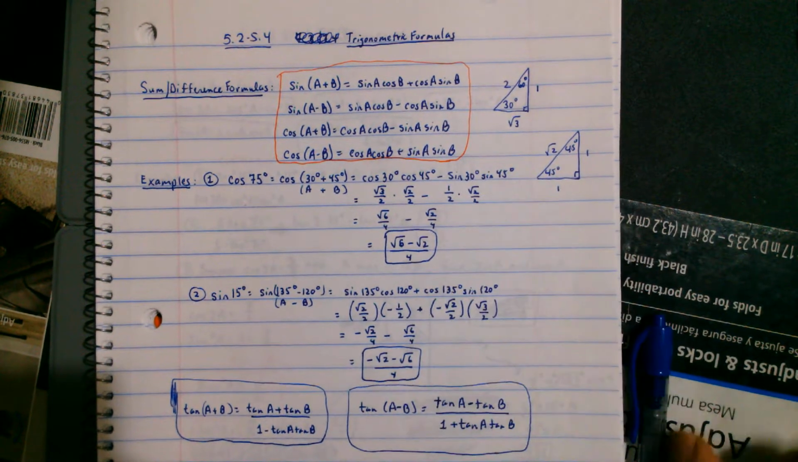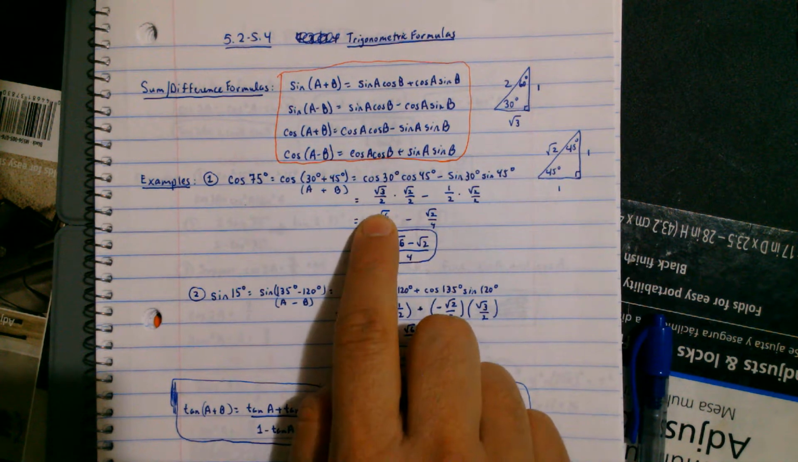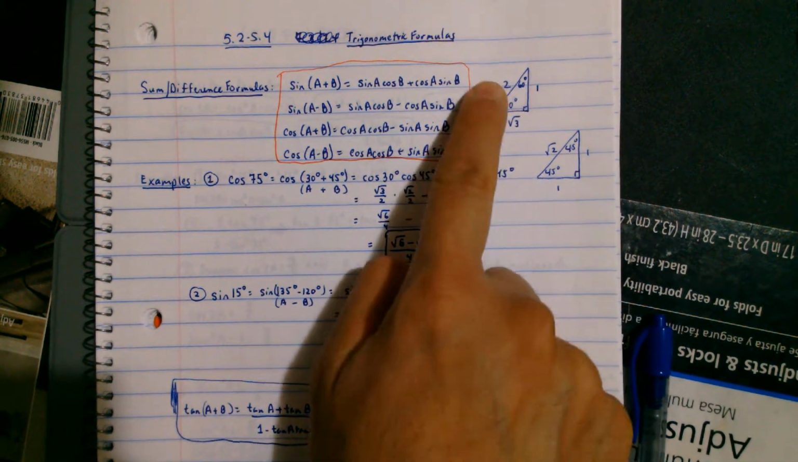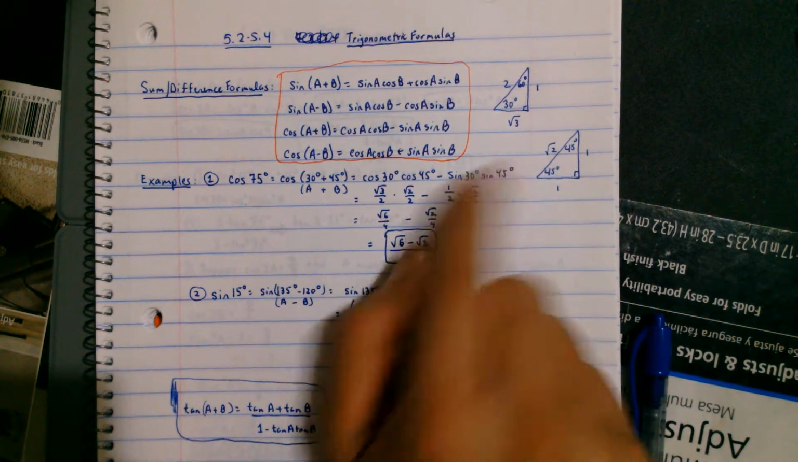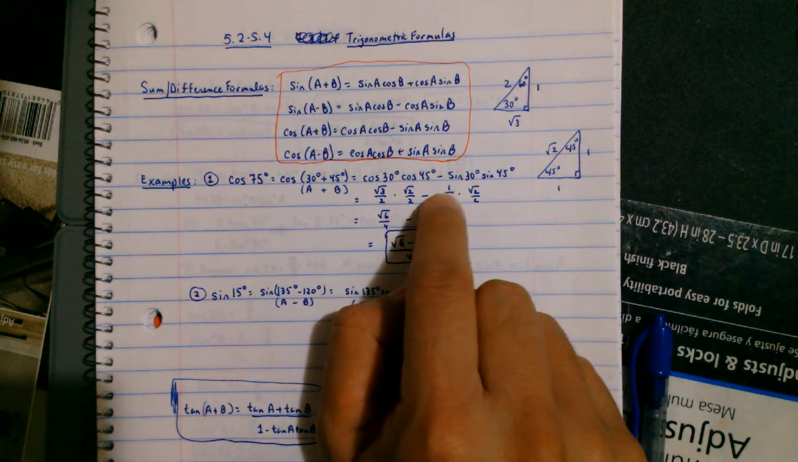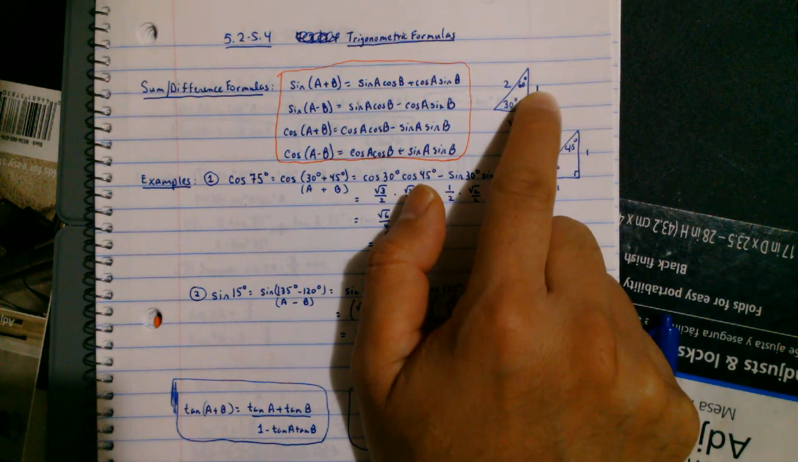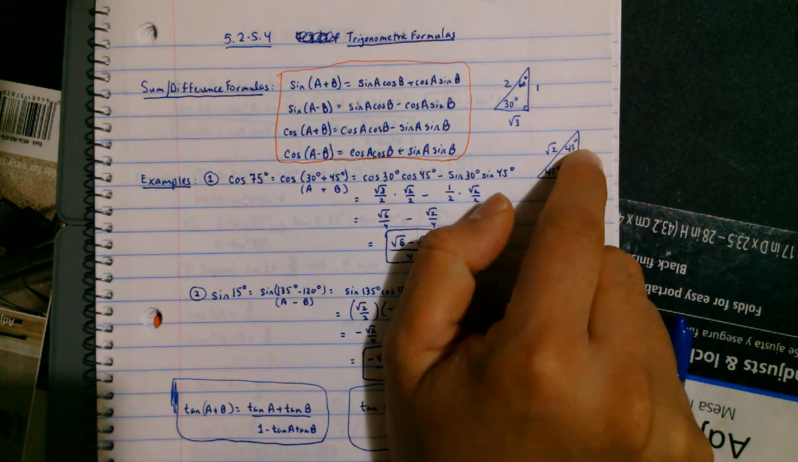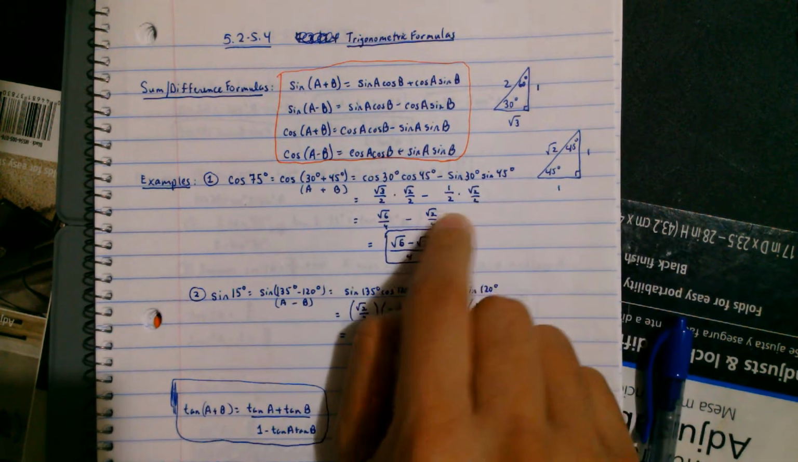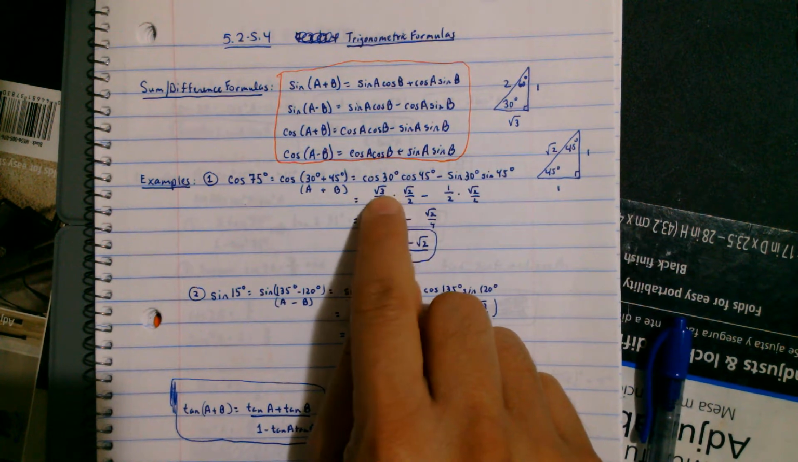Two triangles we had in chapter 4. Cosine of 30 is the square root of 3 over 2, times cosine of 45, which is 1 over square root of 2, or simplified square root of 2 over 2, minus sine of 30, which is opposite over hypotenuse, so 1/2, times sine of 45, opposite over hypotenuse, 1 over the square root of 2, which is the square root of 2 over 2.